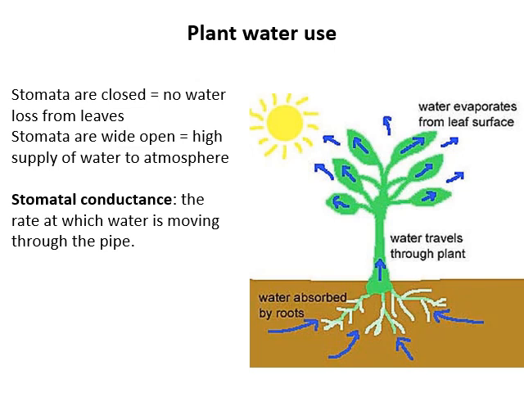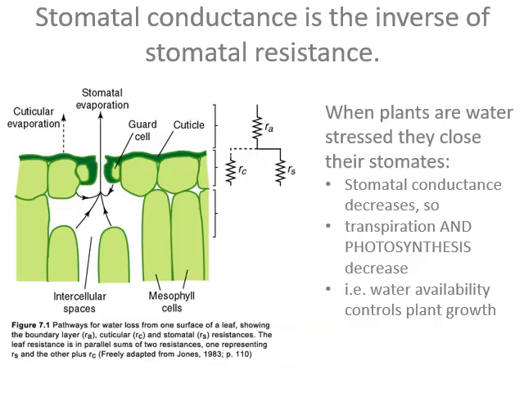Now I need to introduce you to an important term, stomatal conductance. Stomatal conductance is a flux. It's a rate. Remember, fluxes are all rates. And stomatal conductance is the rate at which water is moving through the xylem. Stomatal conductance, the rate at which the water is moving through the pipe, is the inverse of stomatal resistance. Stomatal resistance is how much the plant is holding on to the water and preventing it from being evaporated to the atmosphere, the supply side of the equation.